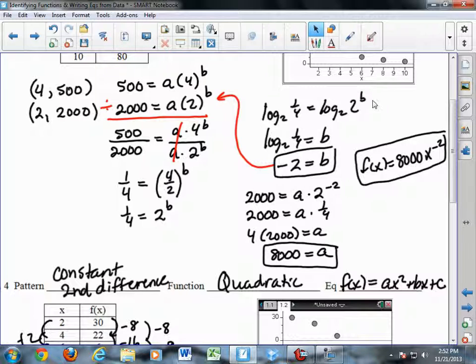So I went through the process of using logs to solve for b. So once you know what b is, you can plug it back in to one of the equations. So I plugged it into the second equation and solved for a down here. Now I know a, I know b, and I can write my equation. That's the power function.